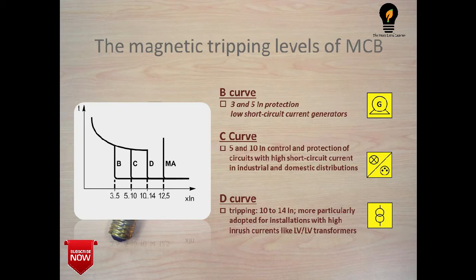For example, if the rated current of MCB is 1 ampere and the MCB is a B curve MCB, so the short circuit current of a B curve 1 ampere MCB is 3 to 5 ampere, and for a C curve 1 ampere MCB the short circuit current is 5 to 10 ampere, and for the D curve MCB the short circuit current is 5 to 10 ampere. So these are the short circuit protection levels of MCB.